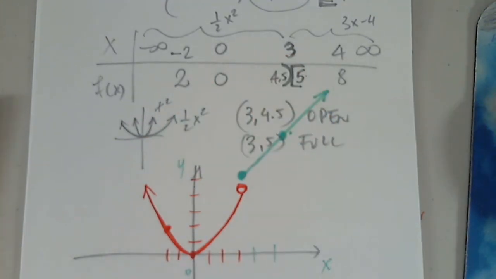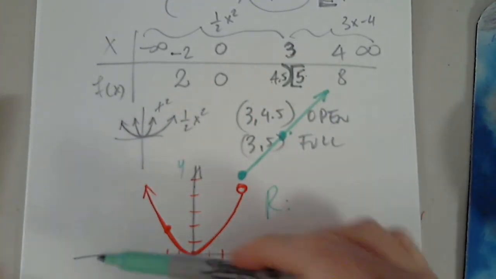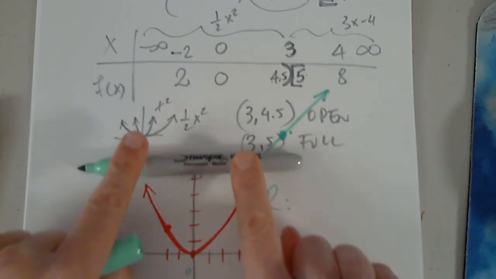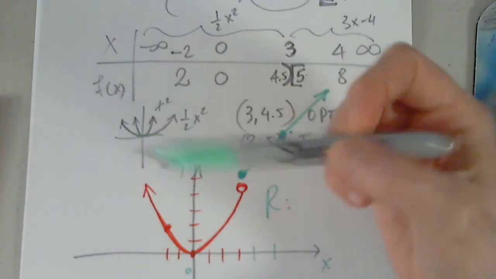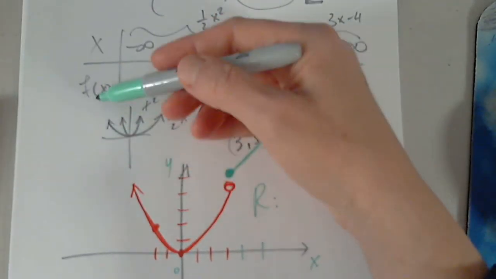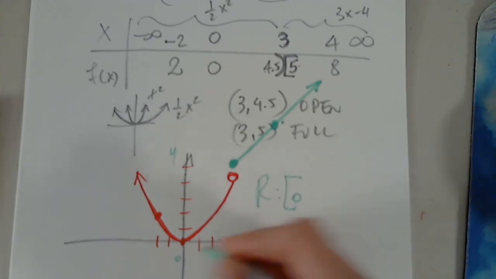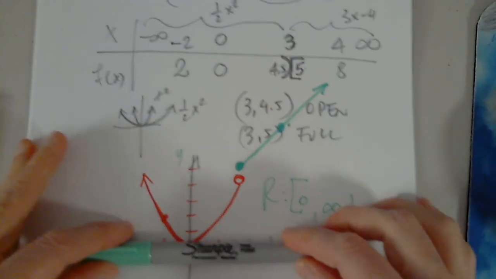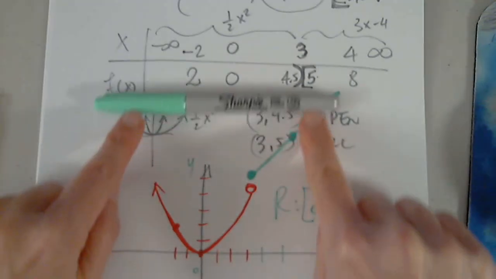Now, if I'm asked to find the range, no problem. From the lowest y value, and it exists all the time. Even if there is a gap here, the function continues here. So it's between 0 and infinity, from the lowest y value till the largest y value.